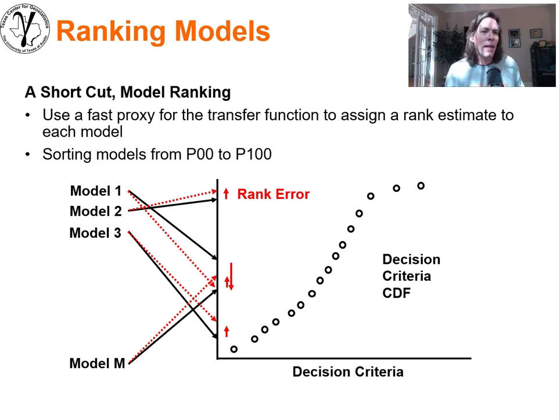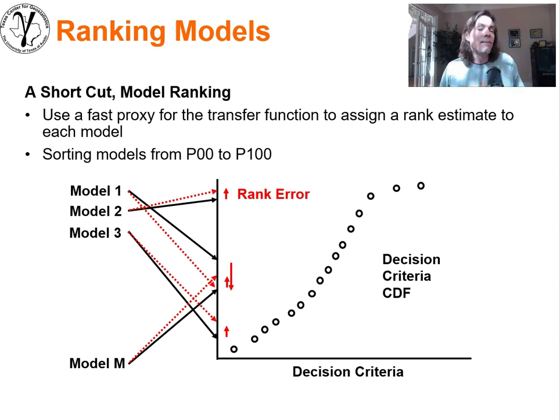The idea is this. Imagine if we had some fast proxy we could run on the models instead of running the full transfer function. Now, once again, if that took 1 second to run, we'd have the capability to just run all the models and see how they do. If we had a fast proxy, it doesn't have to be accurate in the absolute value of the response, but the relative value versus the other models should be pretty good. If it is, we could rank all of the models.